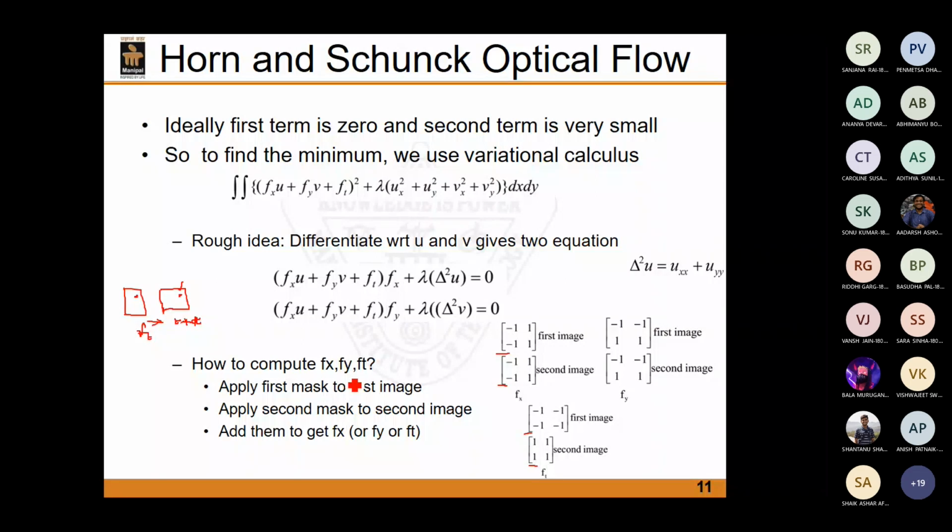Now, once you know the values of fx, fy, ft, what remains is to find the value of del square u and del square v. Lambda is a factor that we fix depending upon how much smoothness constraint we require. Once all these values are obtained, you can easily solve for u and v, right? Now, how do you find del square u and del square v? We'll see that.